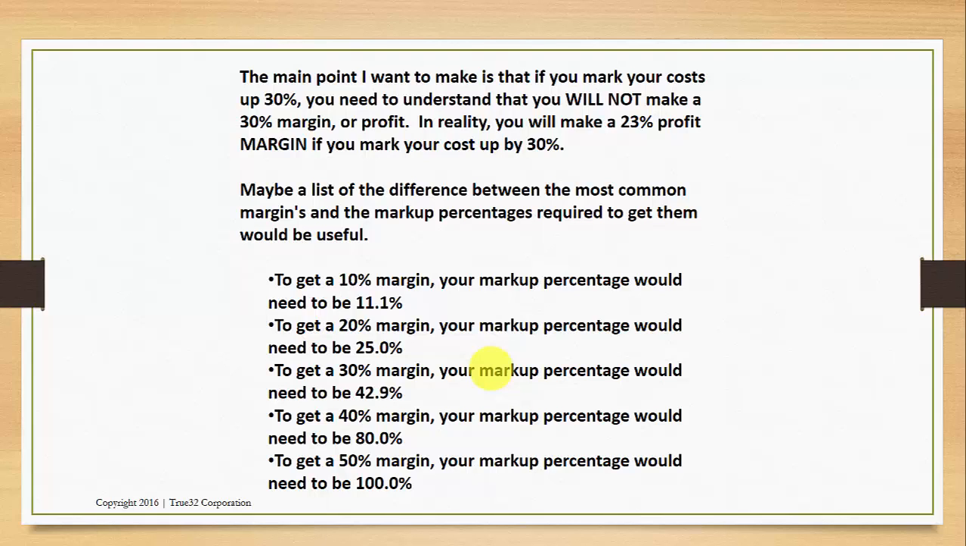If you marked your job up 25%, then you would only earn a 20% margin. If you marked your job up 42.9%, then you would earn a 30% margin. If you marked your job up 80%, you would only earn a 40% margin. And then, of course, the largest case here is the biggest difference. If you marked your job up a full 100%, you would earn a 50% margin. And that should be very telling there.